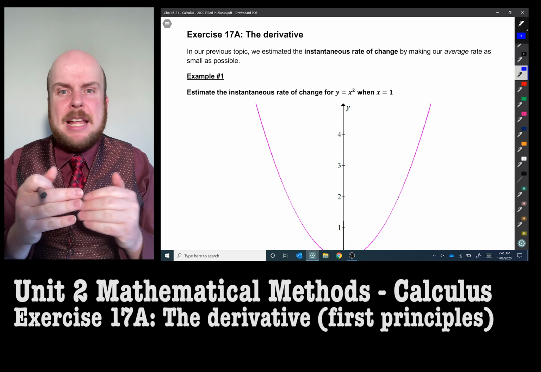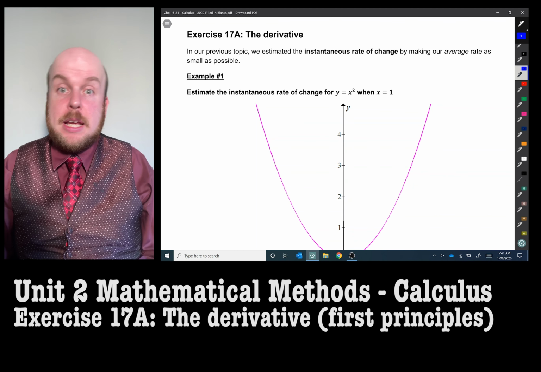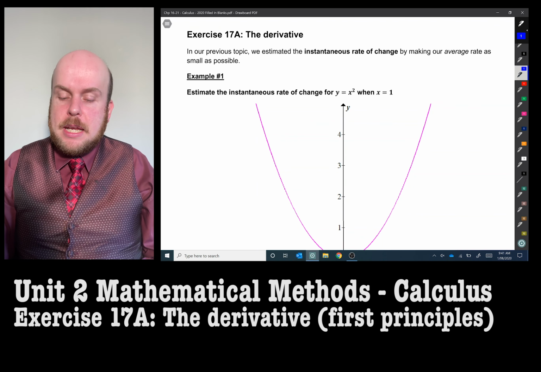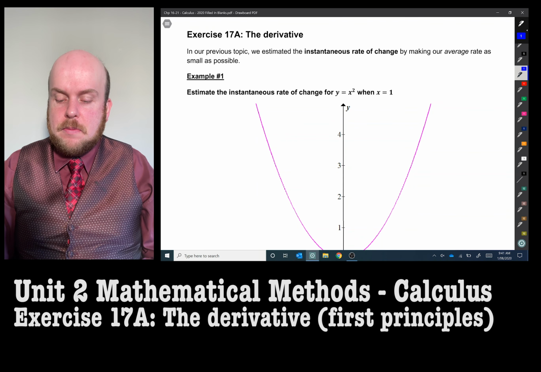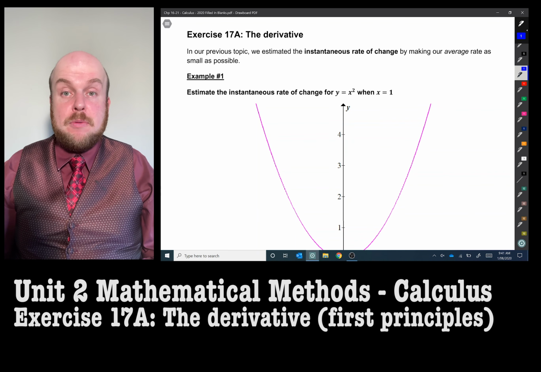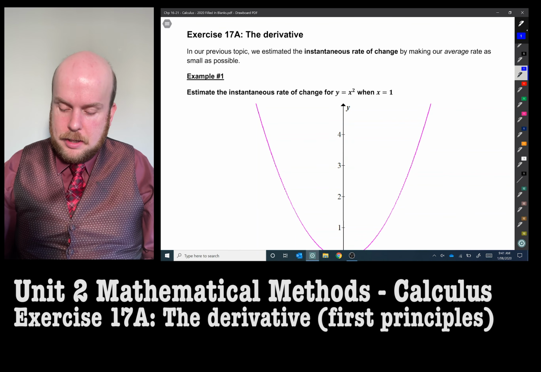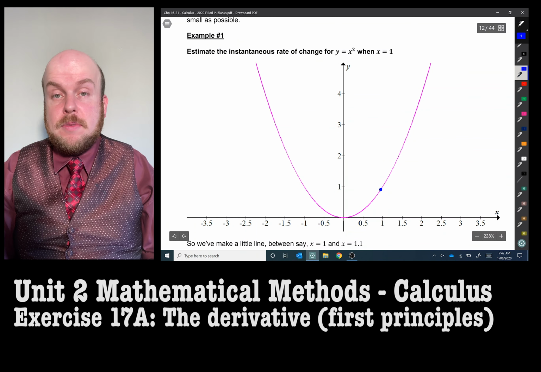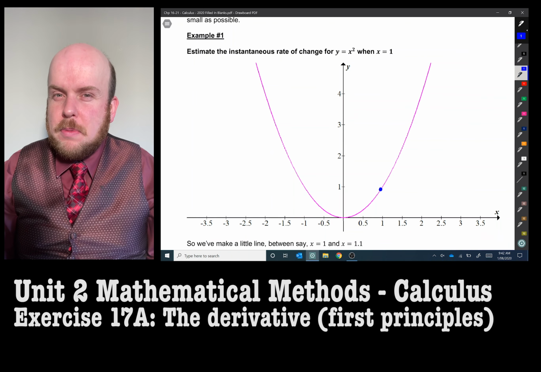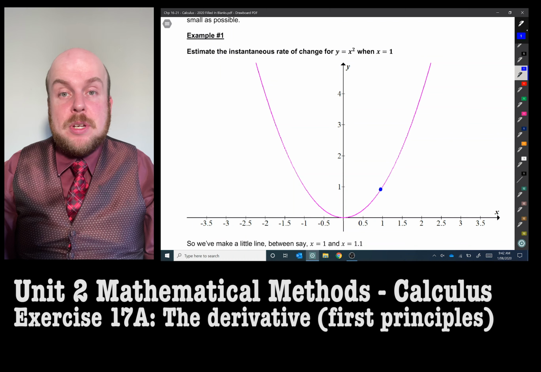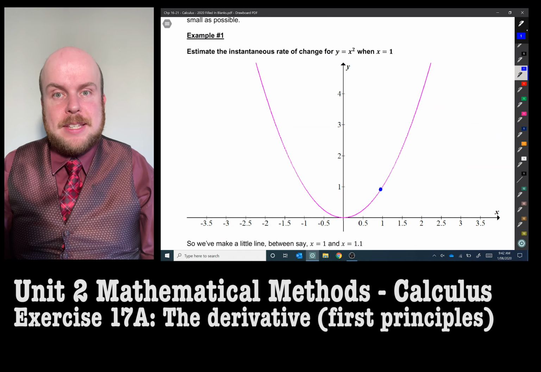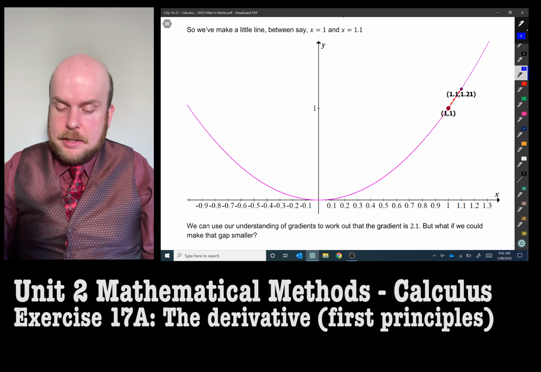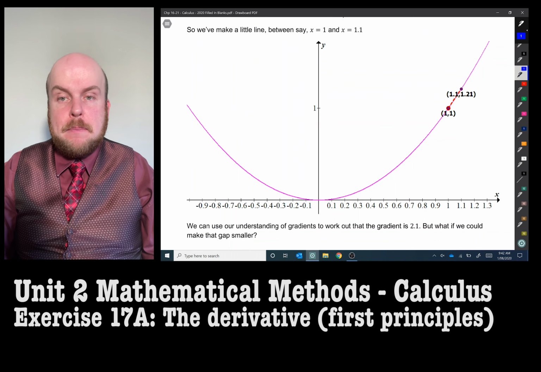We need two. That's the definition of gradient, y2 minus y1. You can't have y2 without a y1, that kind of thing. So we're going to estimate the instantaneous rate of change for the graph y equals x squared, when x is equal to 1. So when x equals 1, we want to find the instantaneous rate of change, which in this topic we call the derivative. So if you hear me say the word derivative, that is shorthand for saying instantaneous rate of change. So we'll make a little line between, say, 1 and 1.1.